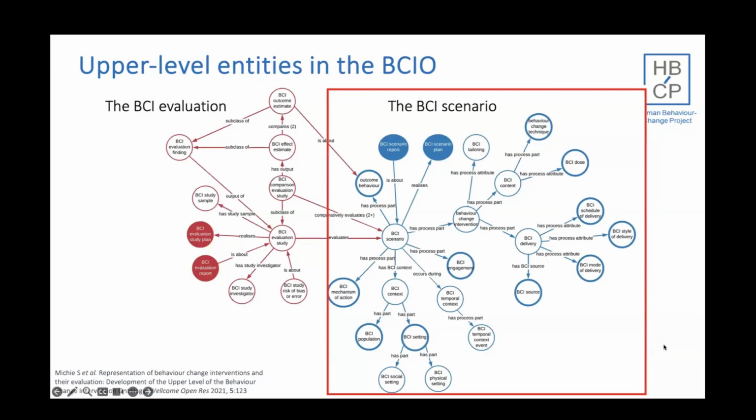And in the blue solid boxes, you see the report, but also the plan. And the difference between the plan, which is often in the protocol, and the report is what we call fidelity. Under each one of these little circles is a many-leveled ontology of sometimes more than 200 entities. On the left-hand side, you have a similar structure for the evaluation. And this is being worked on, developed in a new project that's funded by the National Institutes of Health.